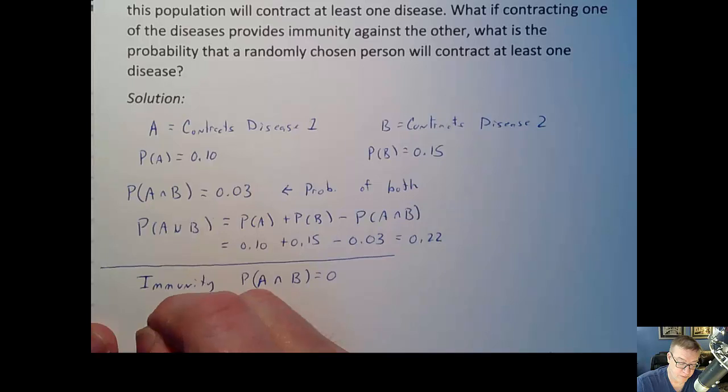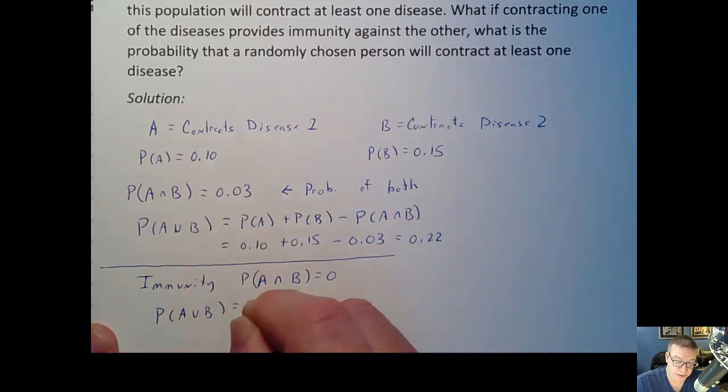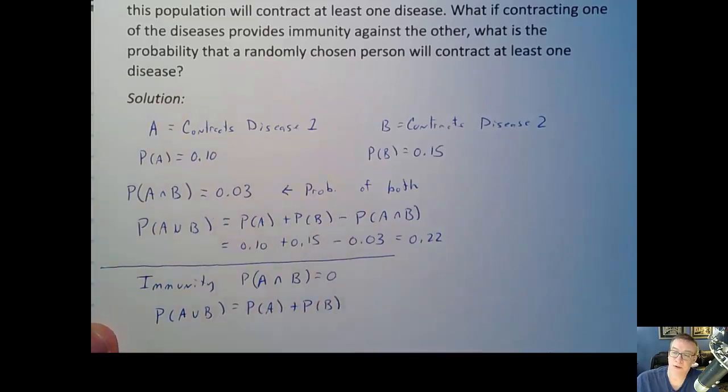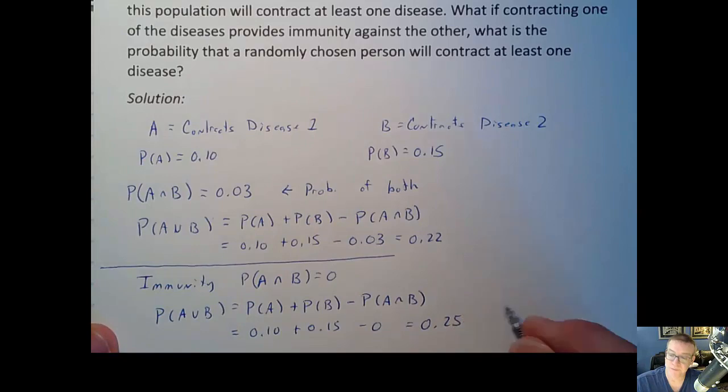And if that's the case, then we have the probability of A union B is equal to the probability of A plus the probability of B. And that would be minus the probability of A intersect B, but in this case, these are mutually exclusive. So the probability of A intersect B is equal to 0, which means we have 0.10 plus 0.15 minus 0. The probability of getting at least one disease would be 0.25.